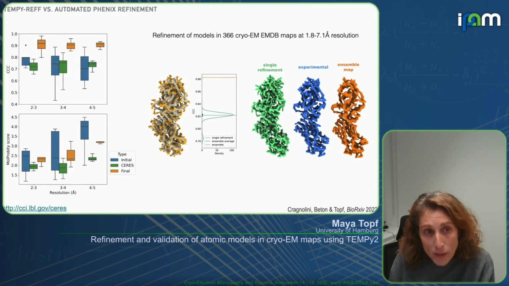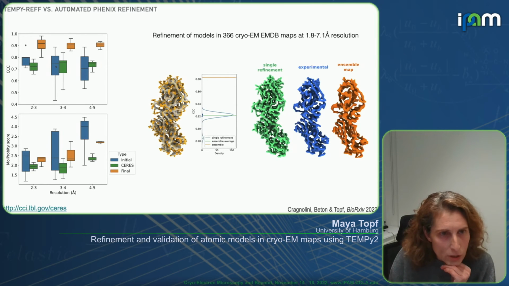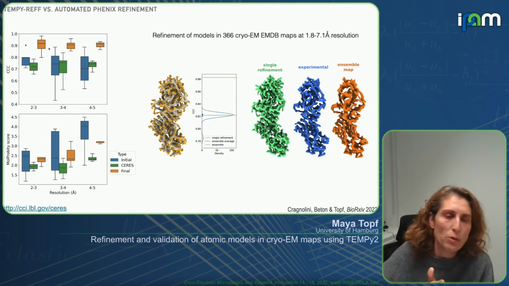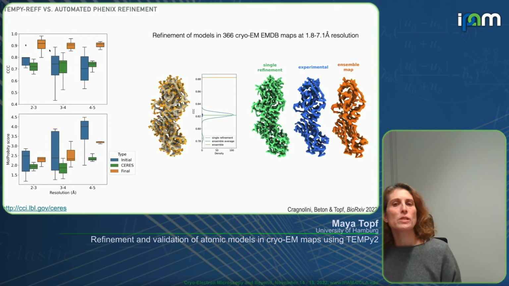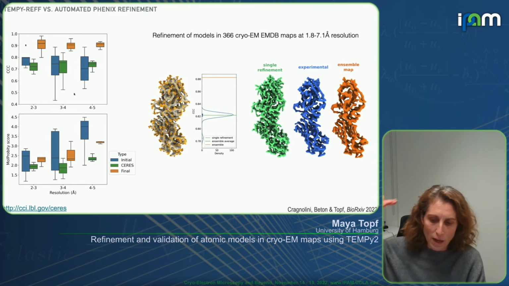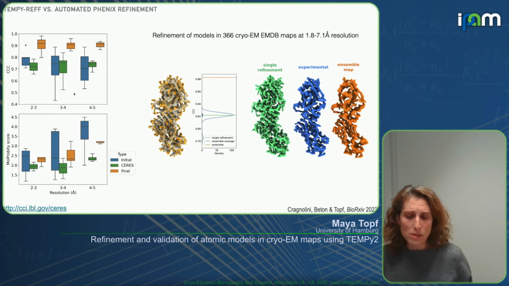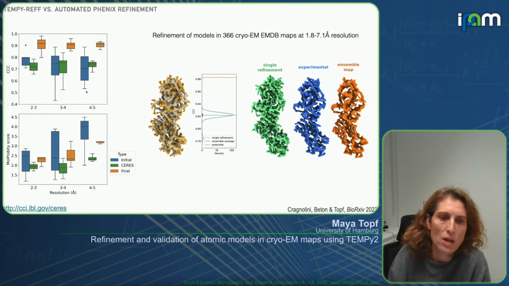So the original models from the PDB have a much larger range of cross-correlation. And after Phoenix refinement, you can see that this is the green overall. And then when we look at our ensemble representation approach, we are getting a much higher correlation. Even when we do a single model, I'm not showing it here, our refinement is still as good as Phoenix in most cases, and either similar or slightly better in many cases.